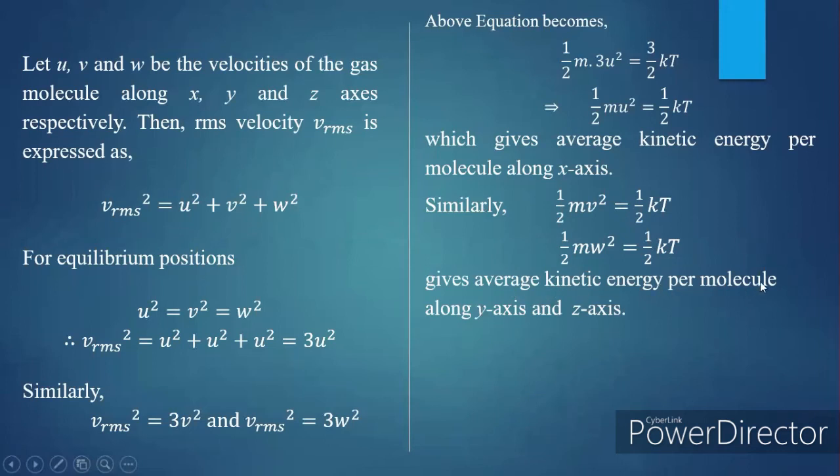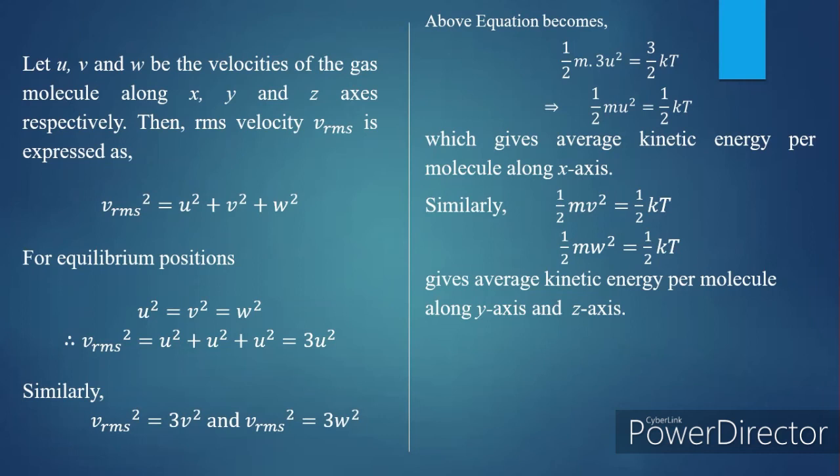Kinetic energy per molecule along u square is equal to that along v square and w square. So what you have obtained is that the velocity is equal along the x-axis, so the kinetic energy is half kT. Along the y-axis the kinetic energy is half kT, and along the z-axis it is also half kT. All of this says that equal kinetic energy is associated with each degree of freedom for V RMS. In the previous expression, the x-axis has half kT, the y-axis has half kT, and the z-axis has half kT.